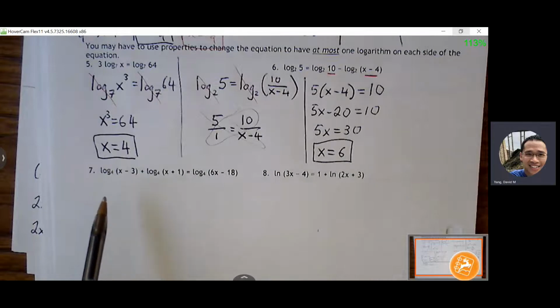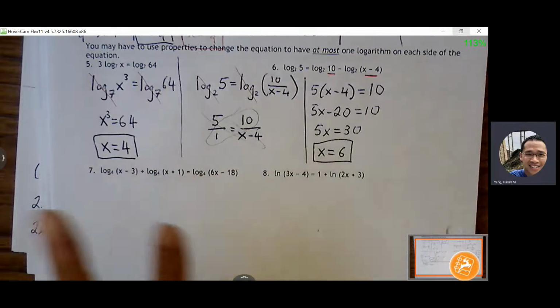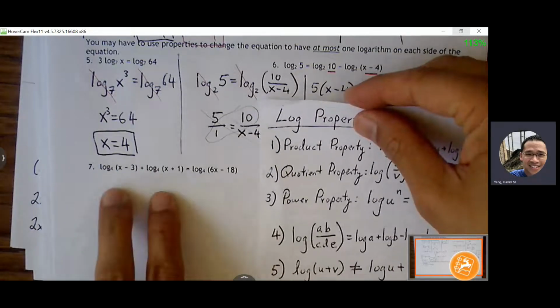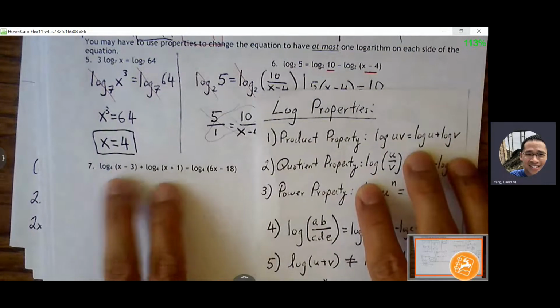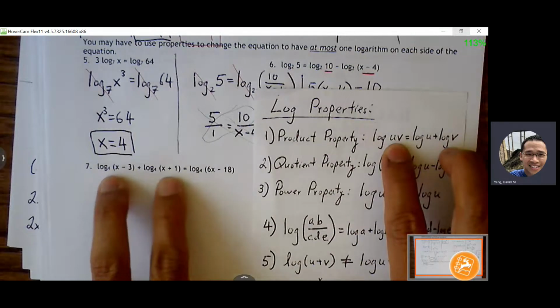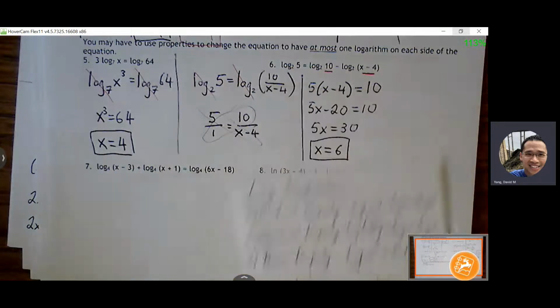Okay, number 7. Everything is log base 4, so we know eventually we're going to be able to get log base 4 to cancel out, but not yet. Right? What could we do first? Product property, right? I can merge these two logs together. Log of u plus log of v equals log of u times v. So this is my u, that's my v. I'll merge them together.